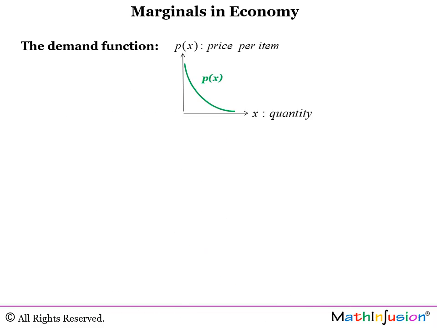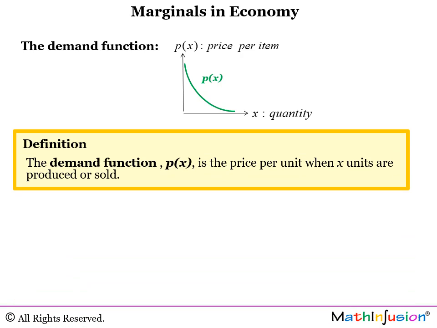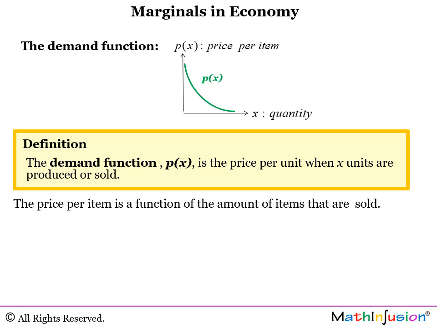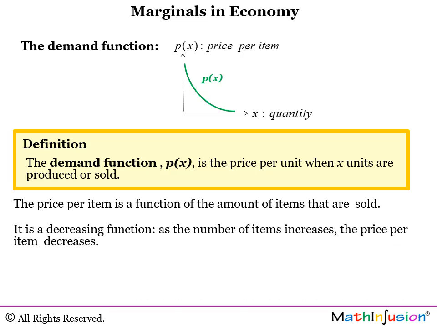We will start with marginal analysis and economy. Here is the demand function. It is the price P(x) per item as a function of x, when x is the quantity. The demand function P(x) is the price per unit when x units are produced or sold. The price per item is a function of the amount of items that are sold or produced. It is a decreasing function. As the number of items increases, the price per item decreases.